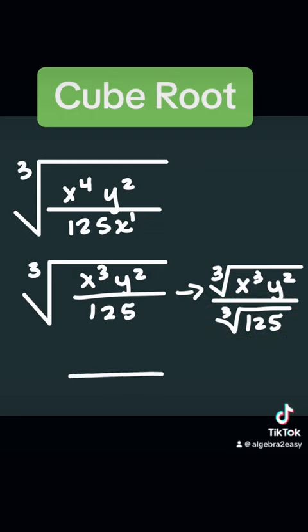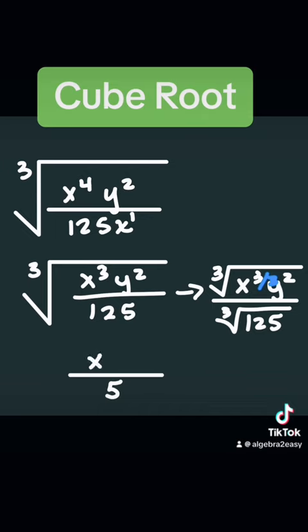Then let's talk about that numerator. In the numerator, notice that we have x cubed and y squared. Remember, in order for your variables to come outside, you must divide by the index. So we have an index of 3, so I'm going to say x to the third. I'm going to take that power of 3 and divide by 3. If you say 3 divided by 3, you're going to get x to the first power. So I'm going to write x.